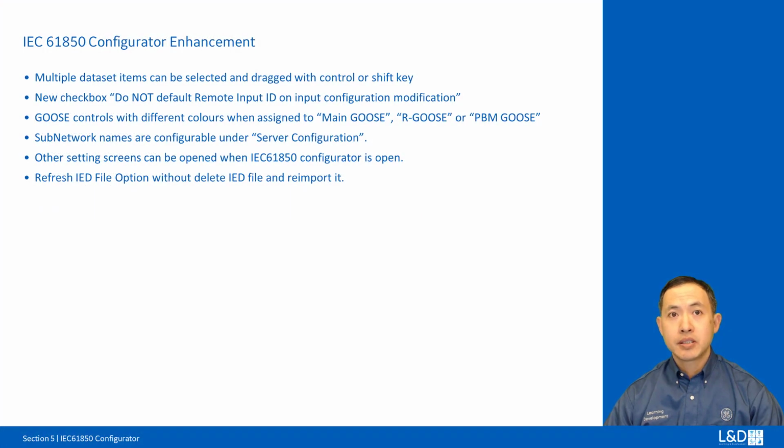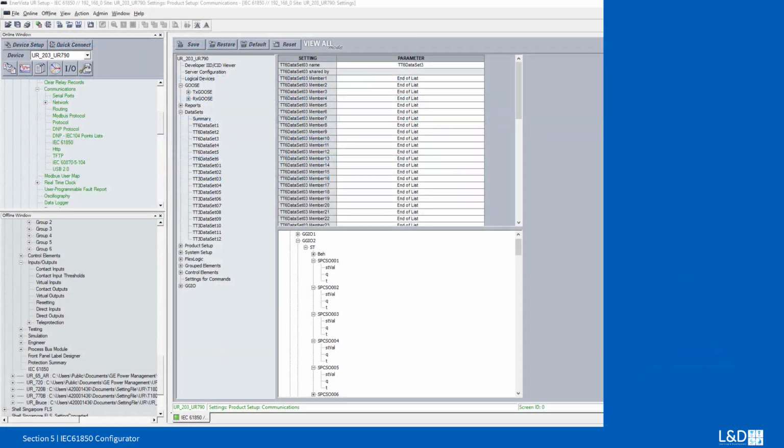Improved IEC 61850 configurator added these new features. In UR790, multiple dataset members can be selected by using the Shift key or by using the Control key to select the individual operands and then drag and drop into the dataset members. This works for both the publishing and reception.